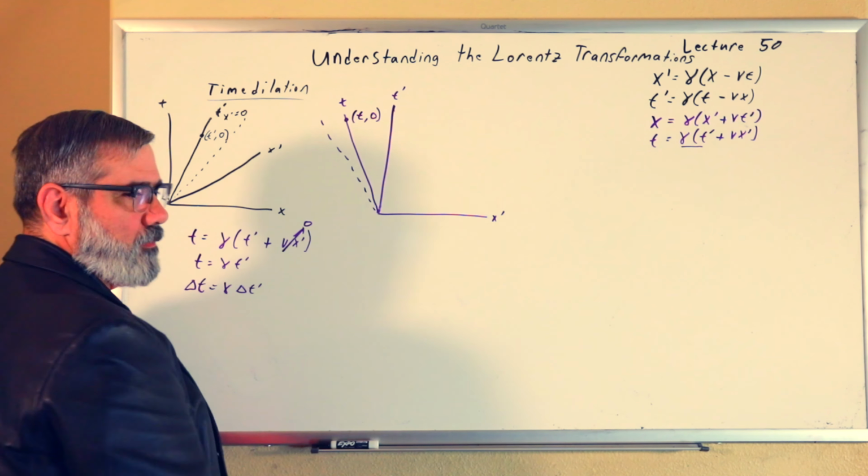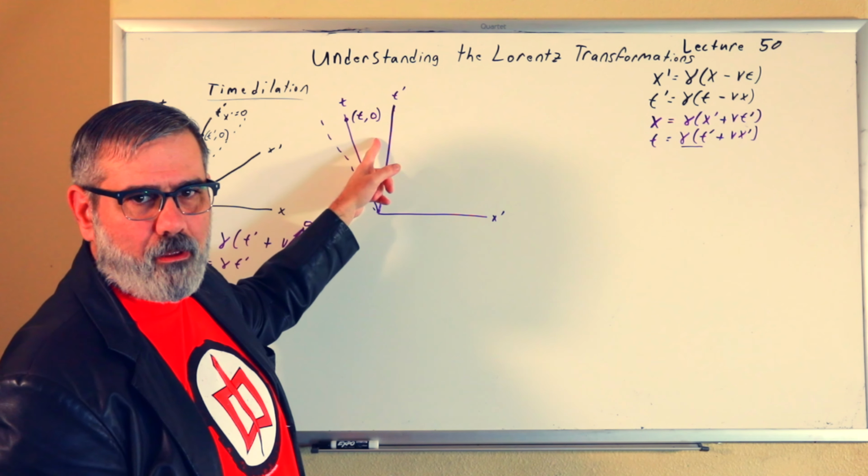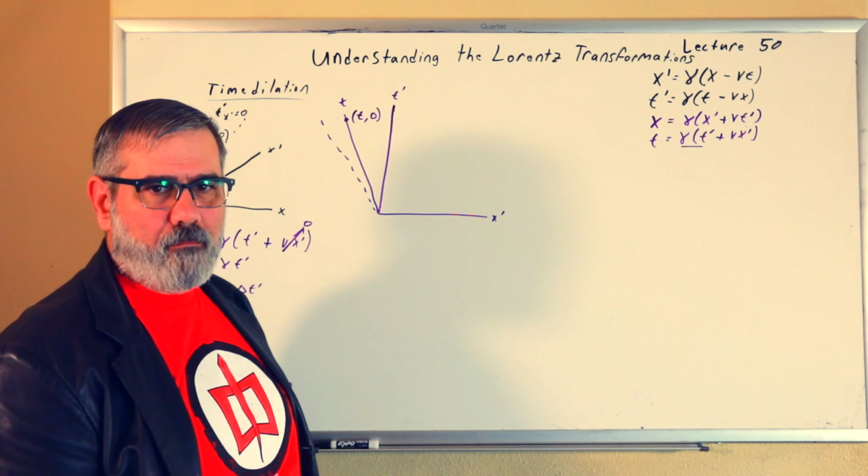But this is what it would look like if you were going to try to crack it from the other way around. Now the train frame is stationary and the platform frame is moving, but in the opposite direction. That's why it's going that way. You see? Yeah. Okay. All right. That's time dilation.